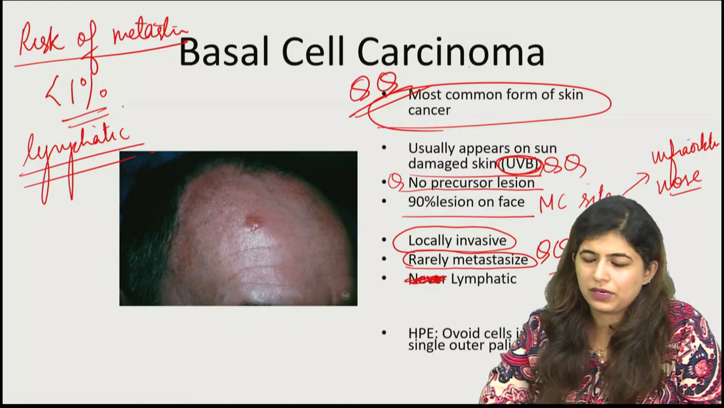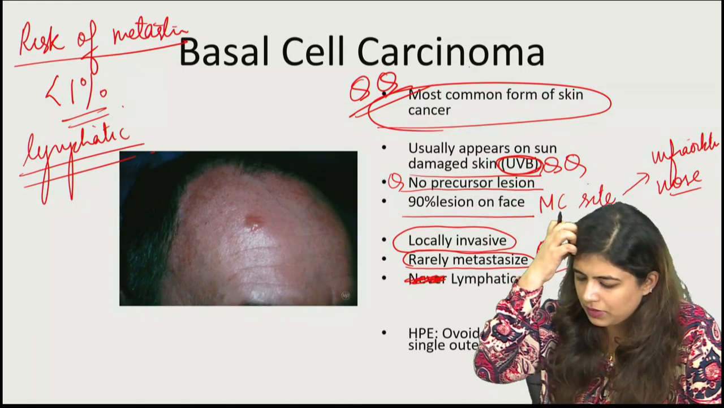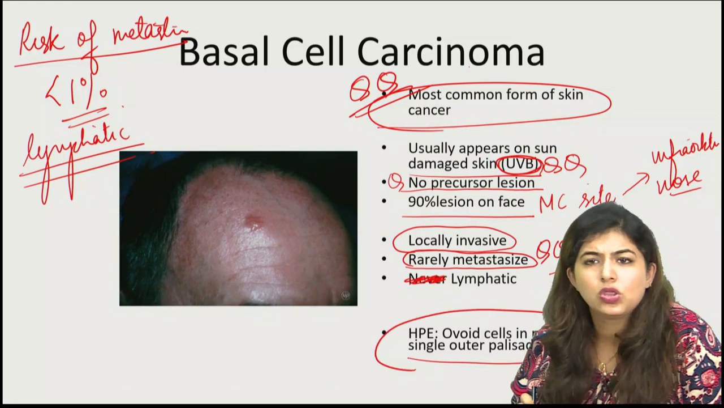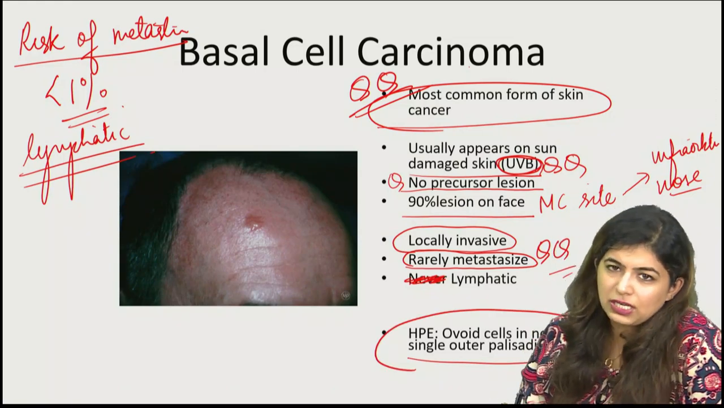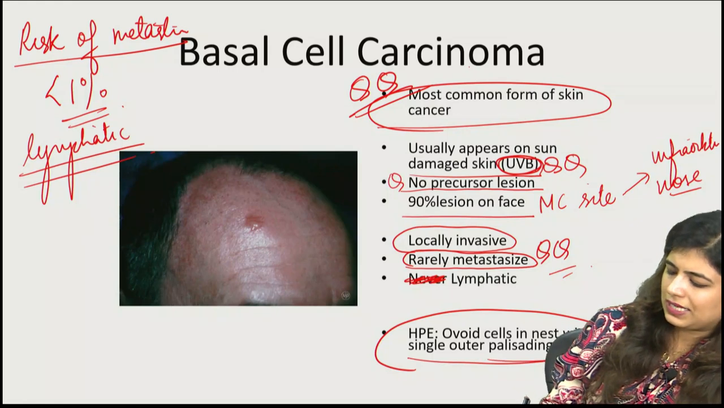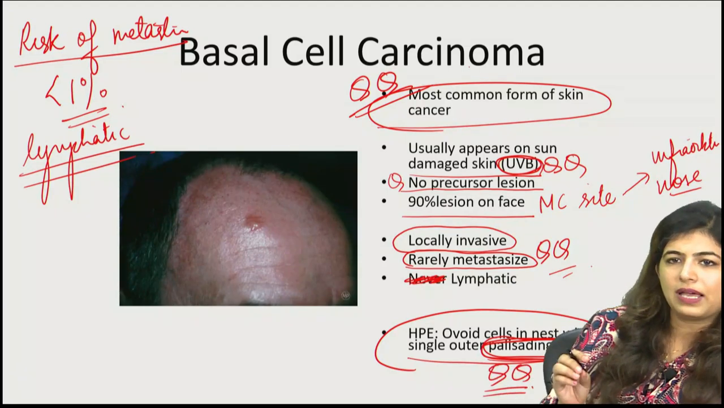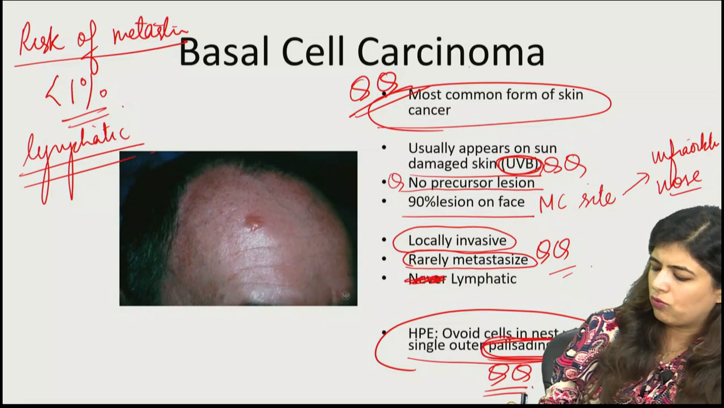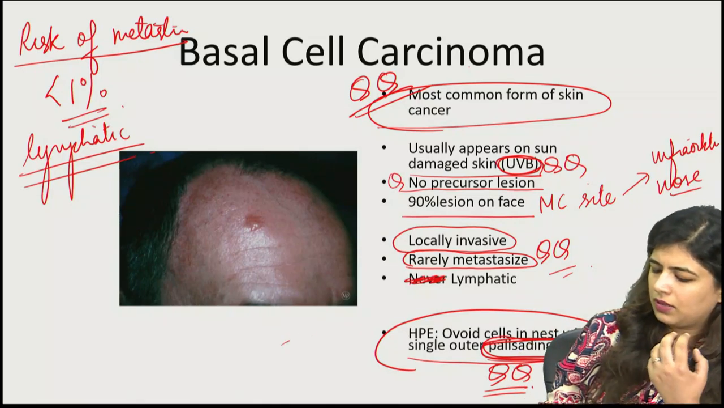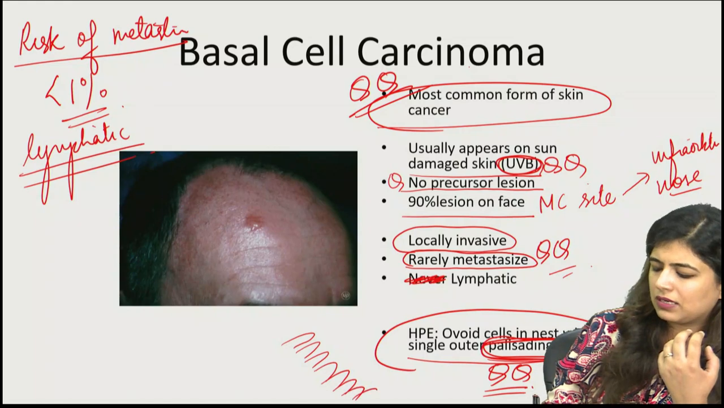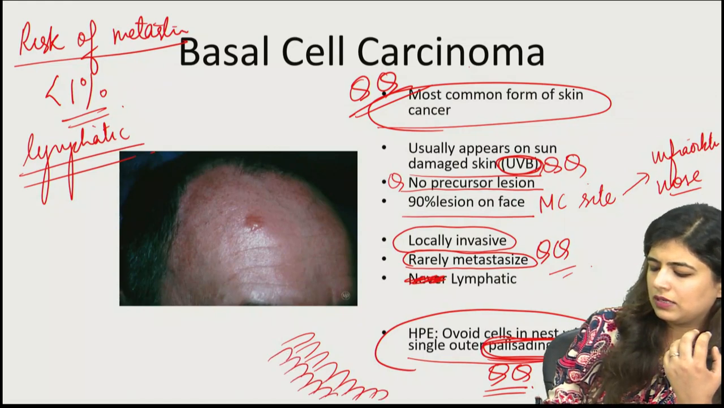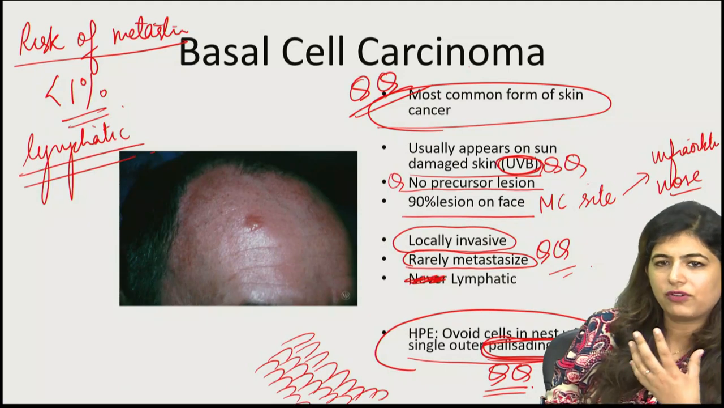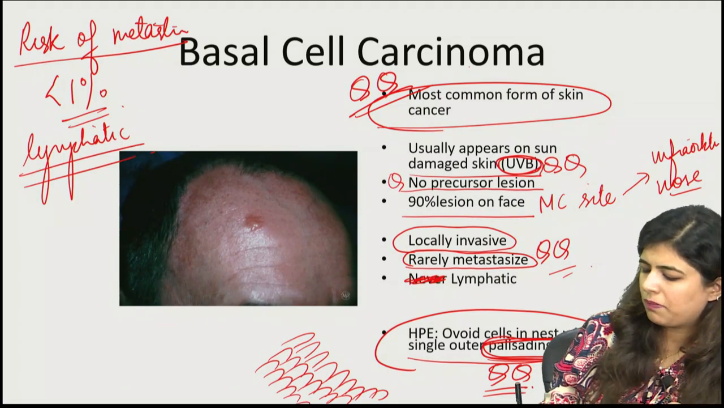Normally that does not happen, and this malignancy has a histopath finding not normally asked, but the catching point in the histopath will be the palisading layer. If they ask you the histopath and one of the options has cells in a palisading form, then that will give you a hint of this being the histopath of a BCC. Avoid cell nest in a palisading. Palisading means a line stacked kind of an arrangement. So this is your palisading layer.